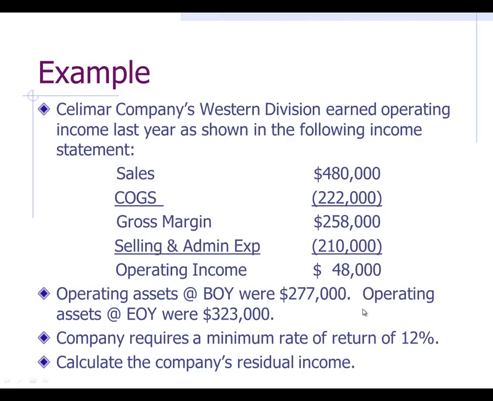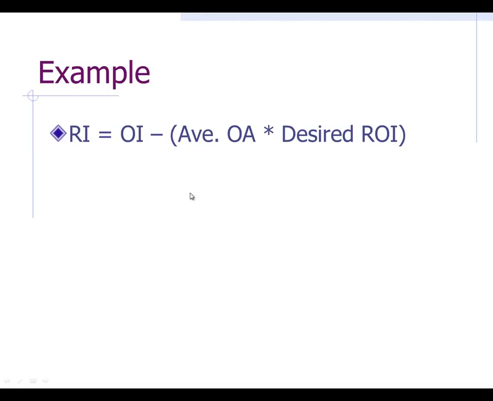So here's an example. Same numbers, same information as before. The only piece we've added in is now it tells you that the company requires a minimum rate of return of 12%, and we want to calculate residual income. So your formula, again, is operating income minus average operating assets times the desired ROI. We'll fill in what we know.